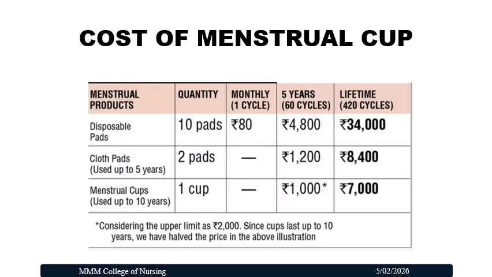Cloth pads can be used up to 5 years. 2 pads is the needed quantity. So for 5 years around 1,200. For the lifetime, 8,400 rupees you are spending. Whereas for the menstrual cup, you can use 1 cup for 10 years. So for 5 years, 1,000 rupees is the expense, and for the lifetime it will be around only 7,000. Considering the upper limit as 2,000 rupees, since cups last up to 10 years, we have halved the price in the above illustrations.